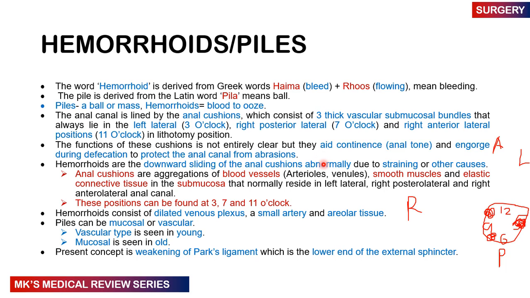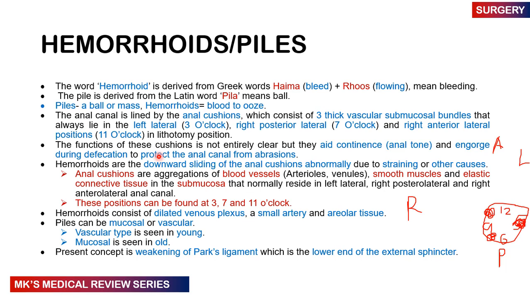You have arterioles, you have venules, you have smooth muscles in there, you have elastic connective tissue in the submucosa, and of course these are normally residing in those three characteristic positions: the left lateral position, which is the 3 o'clock, the right posterolateral position, which is the 7 o'clock, and the right anterolateral position, which is of course our 11 o'clock. So they're going to be found at 3 o'clock, 7 o'clock, and 11 o'clock.